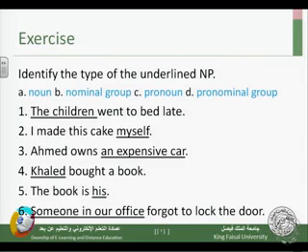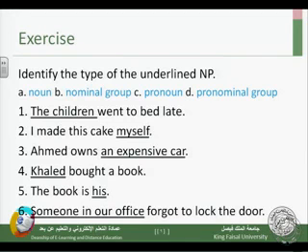Number four. Khalid bought a book. Khalid bought a book. Here we have one word, one noun, and thus the choice here is A, noun. Khalid is a noun. The choice for number four is A.